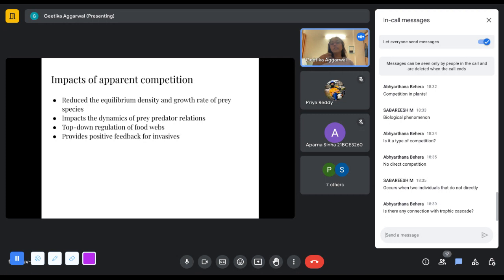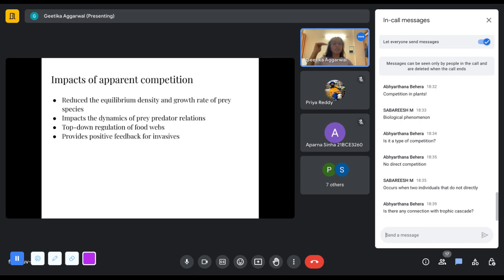This apparent competition impacts the dynamics of the predator prey relationship. We saw that the prey is impacting the predator and the predator in turn is impacting the other prey species as well. There is a top down regulation of food webs. A top down regulation basically means that you have predators. If the predators increase in number, the prey will go down in number. If the prey goes down in number, the predator will be impacted by that.